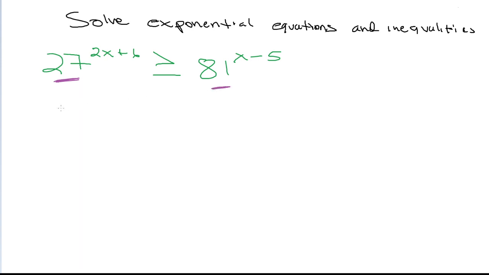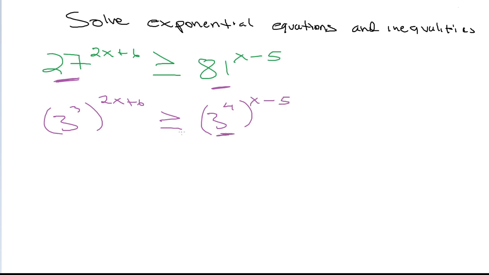All right, so we can do 3 to the third to the 2x plus 6 is more than or equal to something over here. You want to make this a base of 3, so 3 to the fourth to the x minus 5. These two, so 81 and 3 to the fourth must be the same, and 3 to the third and 27 must also be the same. And so from here, since I have an exponent raised to another exponent, I can multiply those. Same thing over here.